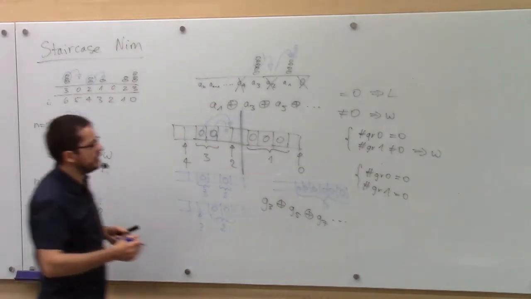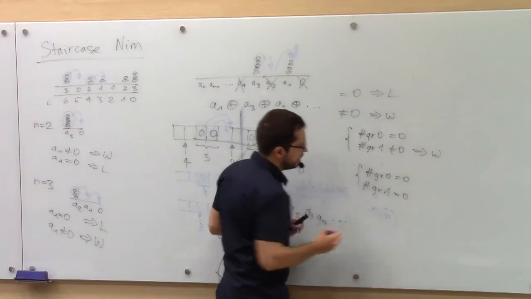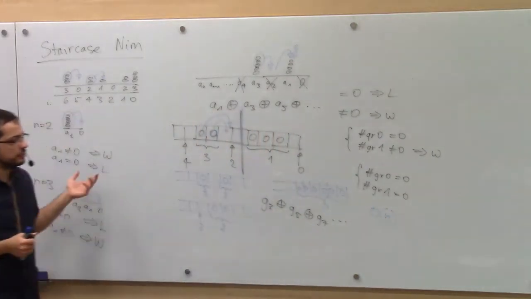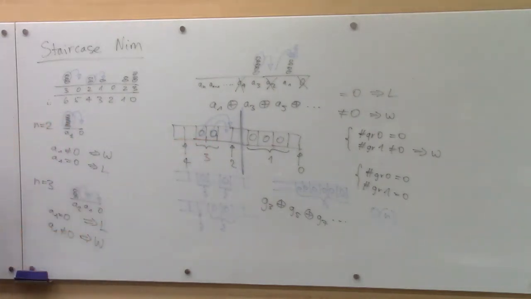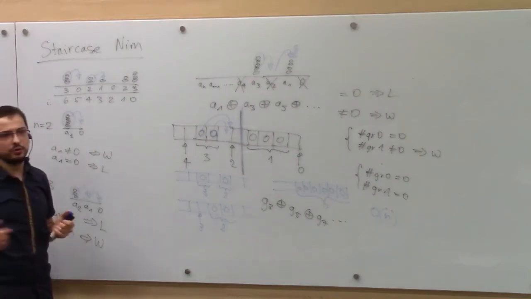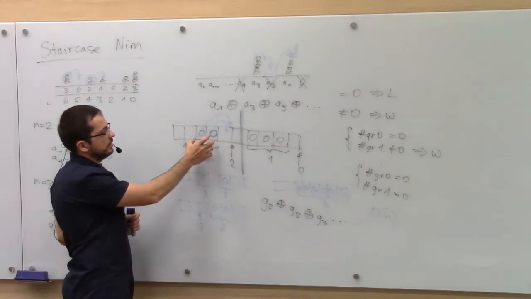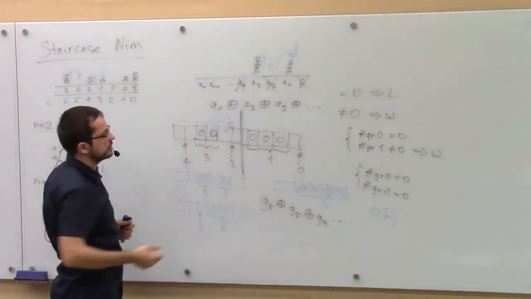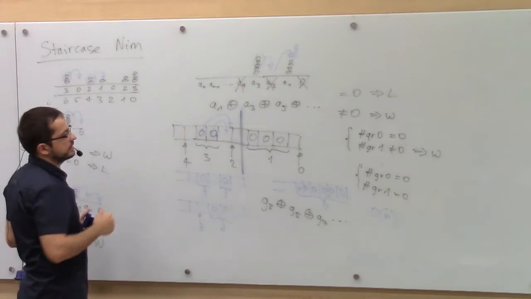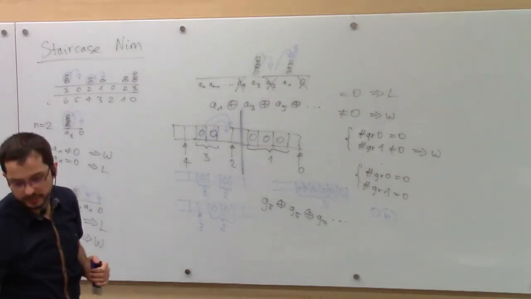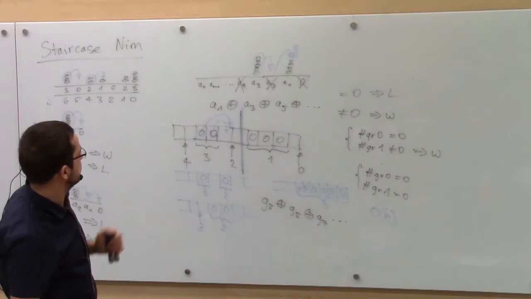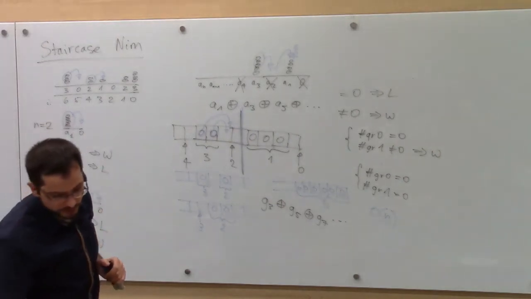So again, this algorithm will run in time linear in the number of pawns. Essentially, when we are reading the input, we are constructing the sizes of the groups. We make the XOR, and then we go once again through the groups in order to calculate the winning moves. Okay, so this is staircase Nim. Staircase Nim and our game.